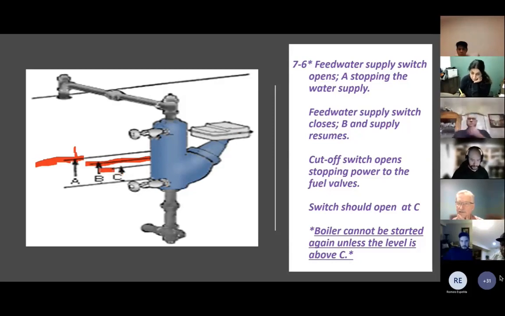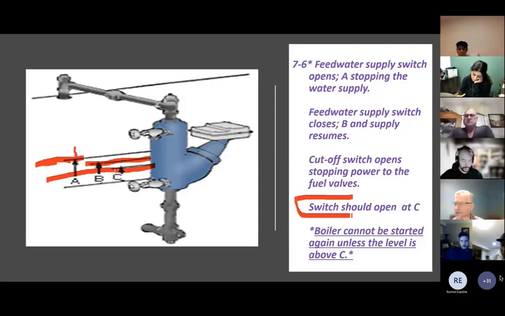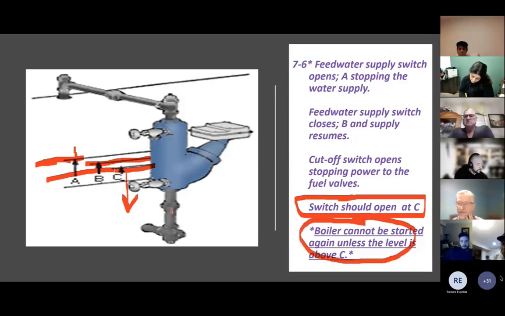C, or cutoff switch, opens the power to the fuel valve. So if we get this low, we're going to stop the power to the fuel valves. So the switch should open at line number C. If the level stays below C, the boiler can't be started unless the level comes up above C. If the level does come up above C in this range here, then the boiler will either be able to be started or in some instances, it will automatically restart.